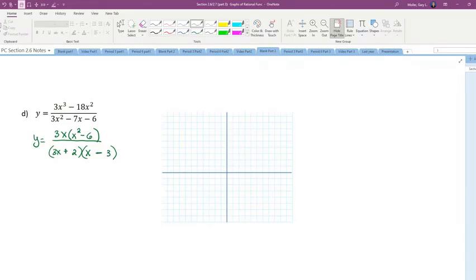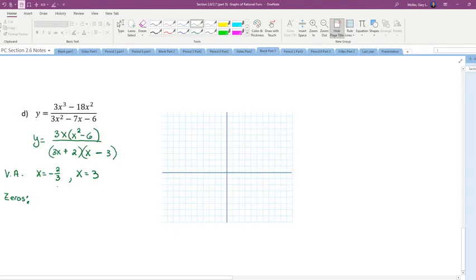All right. So let's check out our vertical asymptote. Looks like we're going to have a vertical asymptote at x equals negative 2/3. If you can't do that in your head, go ahead and show the math. And x equals 3. No horizontal, no holes.